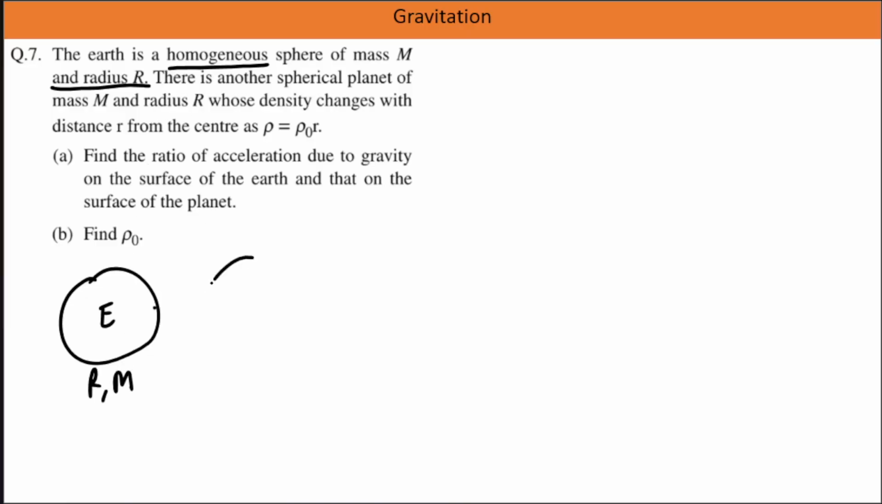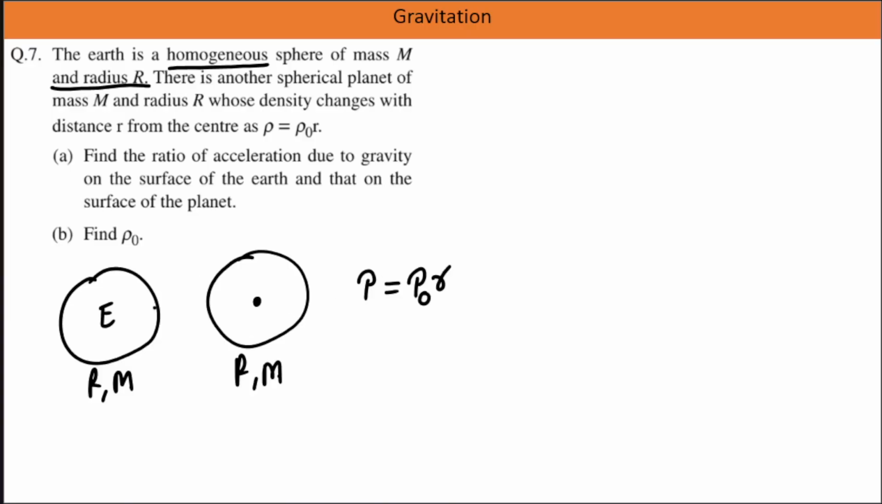And then there is another planet of the same radius and the same mass, but the difference here is that density is not uniform, not constant. Rather it is changing as a function of the radial vector r. So rho equals some constant rho naught times r.